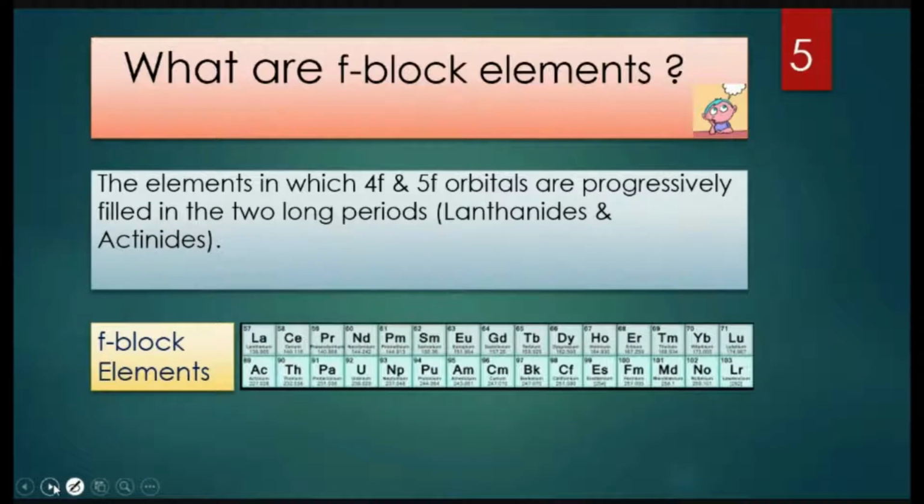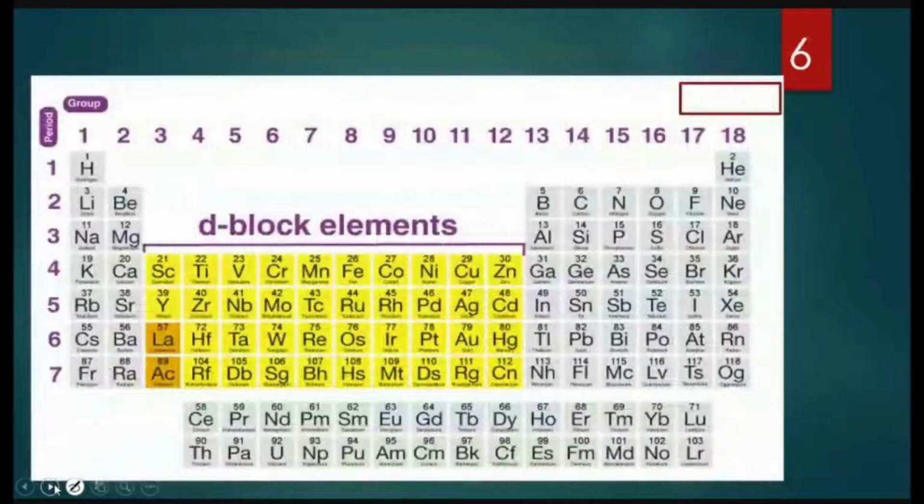Now I'll show you which are the F block elements. Here you can see there are two series. One is the lanthanide series, the other is the actinide series of elements. The lanthanide series starts from lanthanum and ends with lutetium, and the actinide series starts from actinium and ends with lawrencium. In this slide you can make out which are the D block elements and which are the F block elements. The elements belonging to groups 3 to 12 are collectively known as D block elements, and then we have a separate block, the F block, which has two series: the actinide series and the lanthanide series.